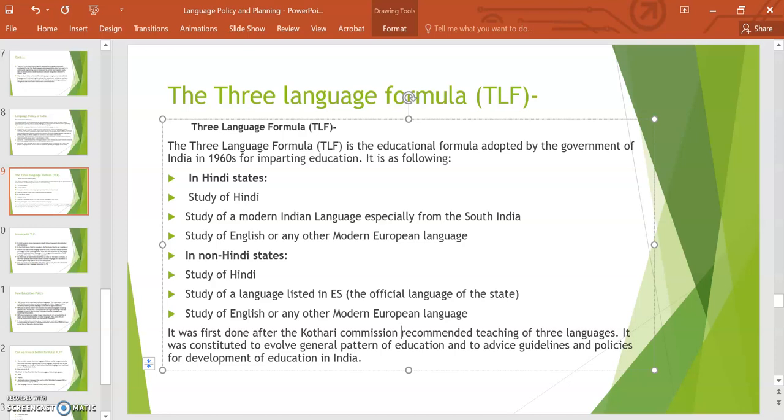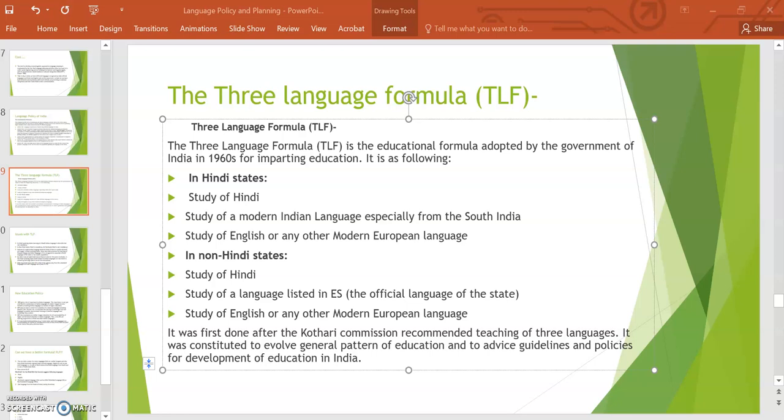Now let's discuss the three language formula. It is the formula that was adopted by the Government of India in the 1960s for imparting education, and it is being followed till now. It was first adopted after the Kothari Commission recommended teaching of three languages. It was constituted to evolve a general pattern of education and to advise guidelines and policies for the development of education in India. This formula honors the multilingual reality of India and provides for learning of at least three languages.